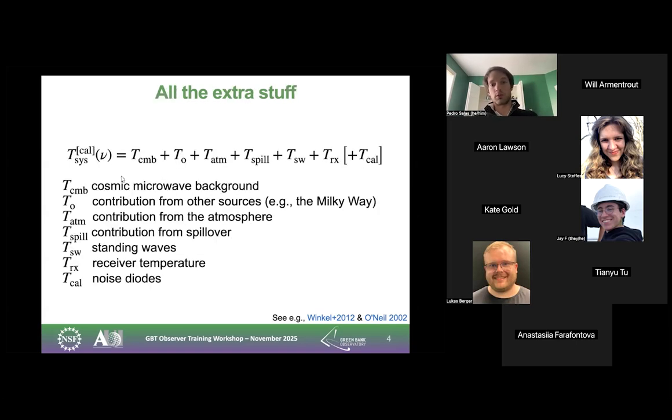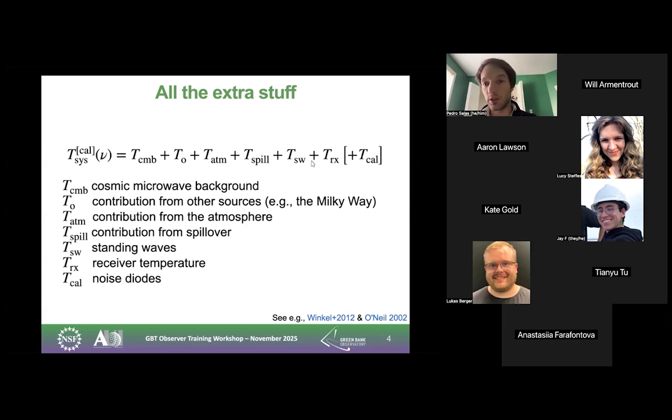So let's start with the stuff we don't care about, so we can get it out of the way. The system temperature is a combination of all the things that you may not be interested in. The CMB, I guess, is the one that's a bit dubious, depending on what kind of science you're doing, but we will include the CMB. It can include any background sources which you're not interested in. We'll include the atmosphere, and spillover, because you're illuminating a bit over the edges of the dish of the telescope.